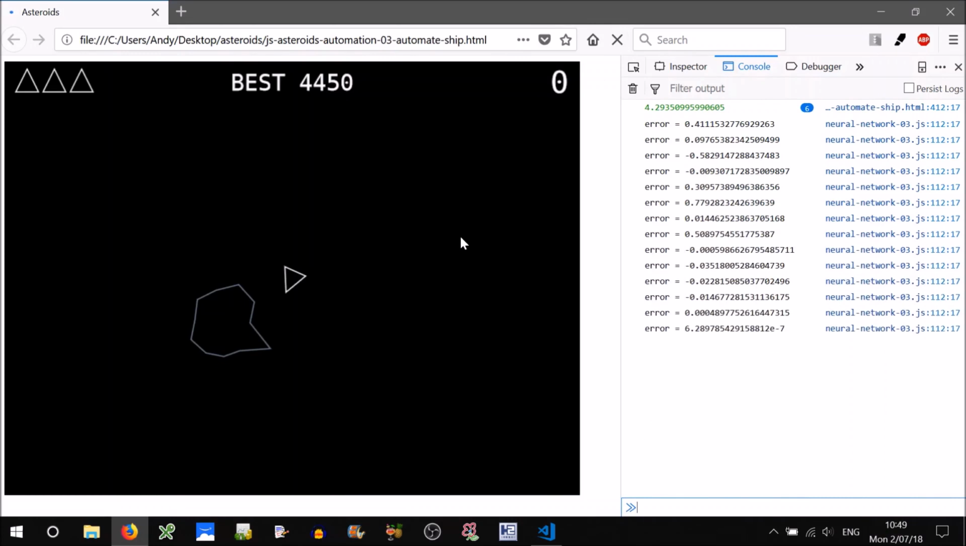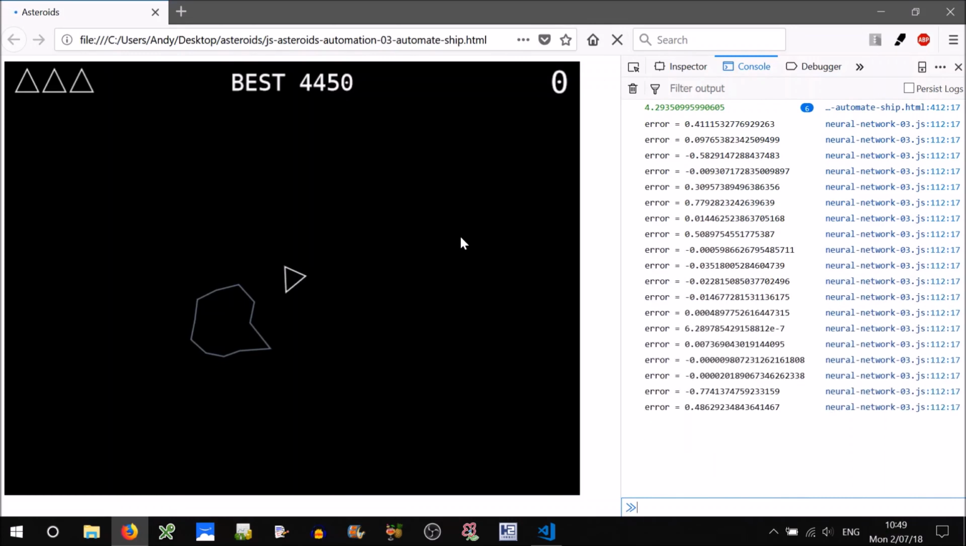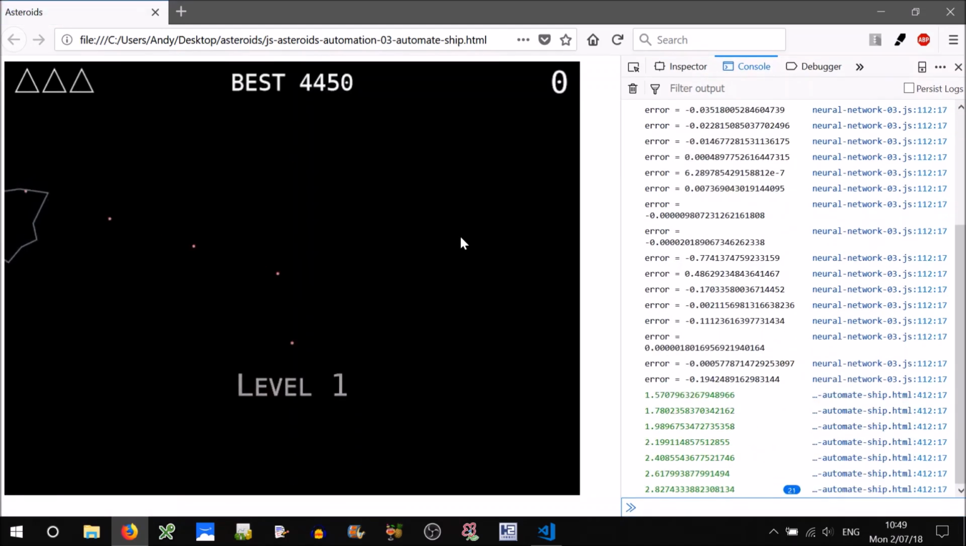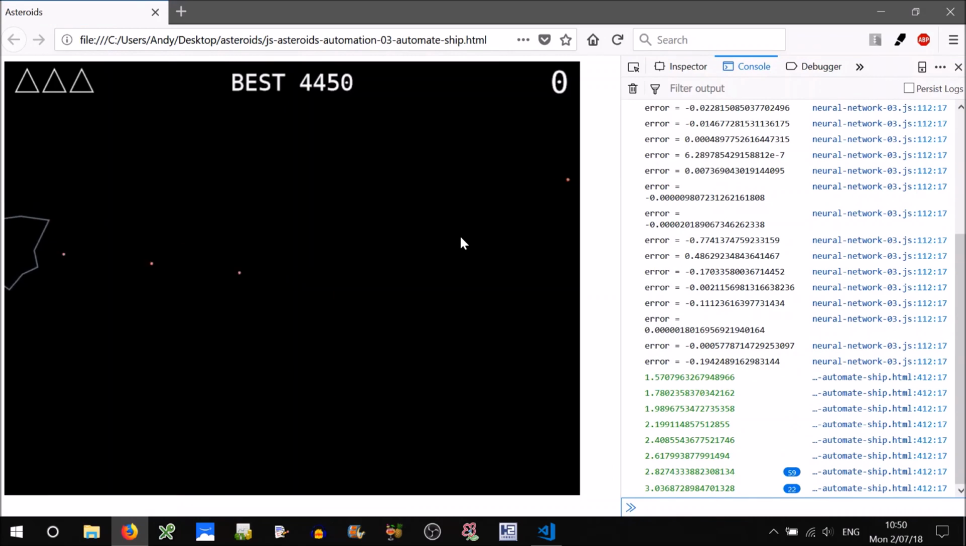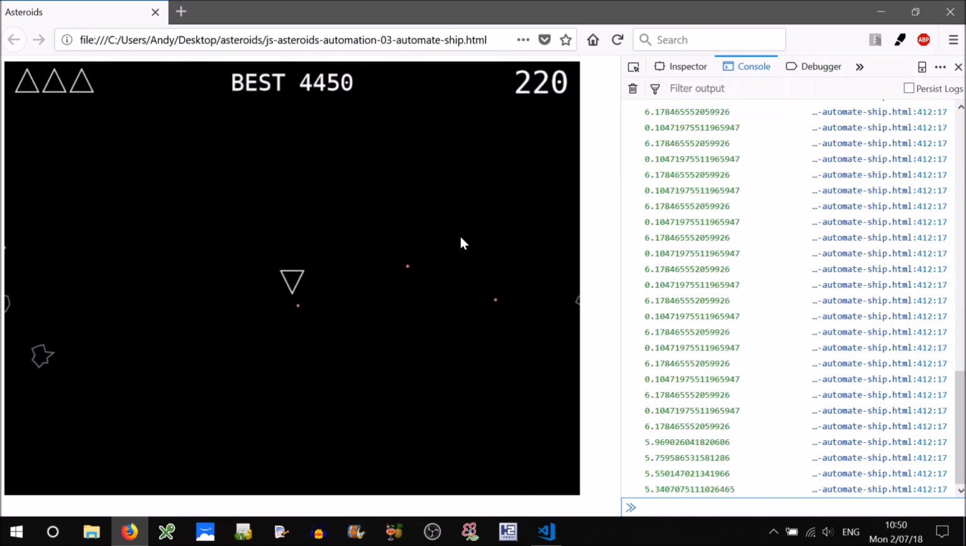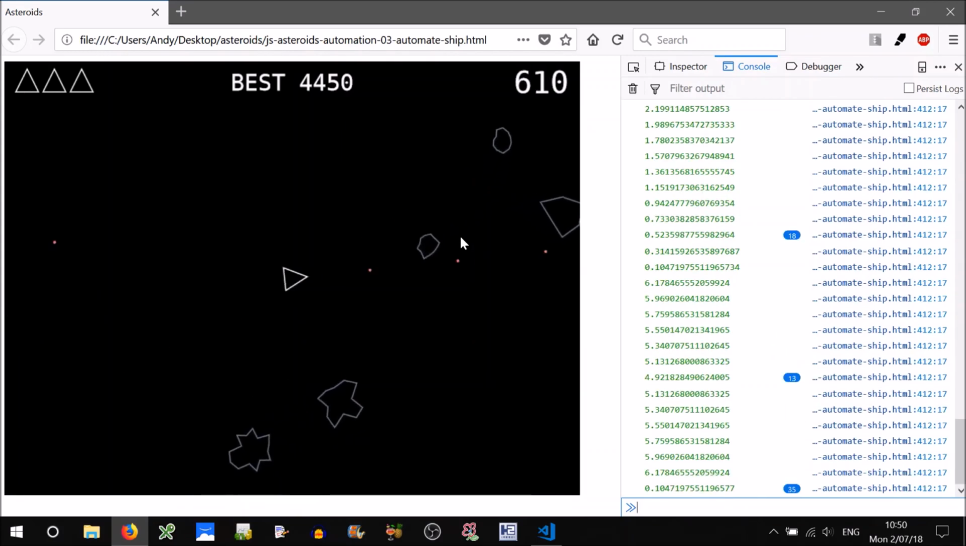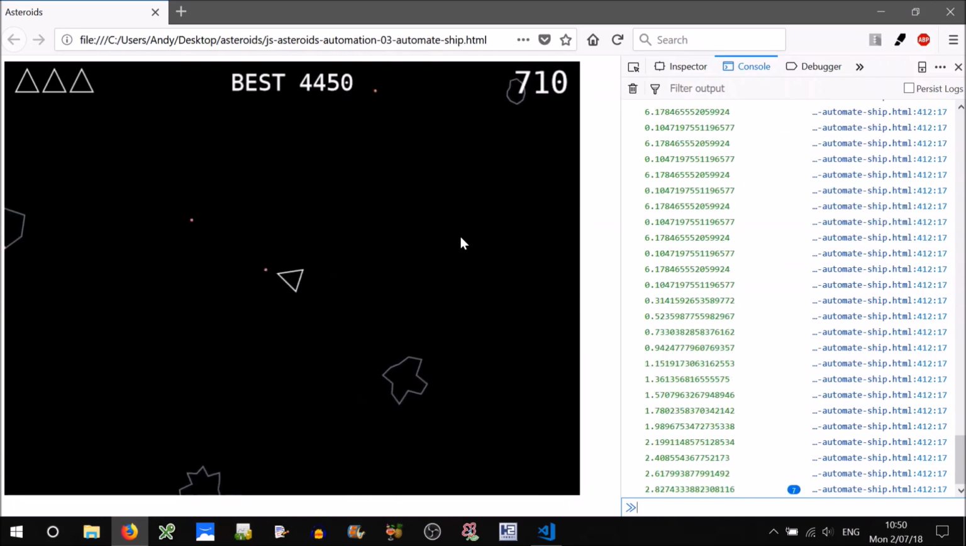So hopefully this little ship will follow the first asteroid and just keep shooting at it until it's destroyed, and then it'll follow the next asteroid. Yeah, that's what it's doing. Bang, bang, bang, bang. Yeah, just keep shooting. It's pretty effective, actually, even when we're not targeting the closest asteroid.